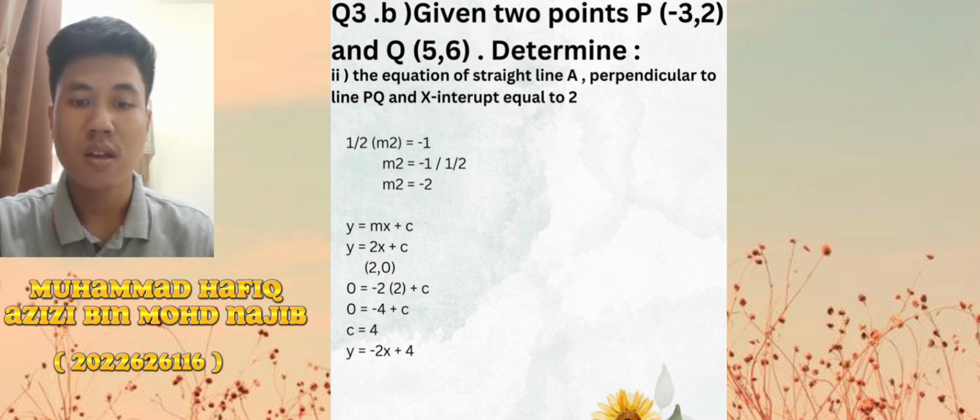From the question, we will know the point is (2, 0). After we get the point, we have to find the y intercept. After that, substitute the point (2, 0) into the straight line formula to find the y intercept, and the answer will be 4. After we get all the information, we have to substitute all of it into the formula y equals mx plus c, and the equation will be y equals negative 2x plus 4.